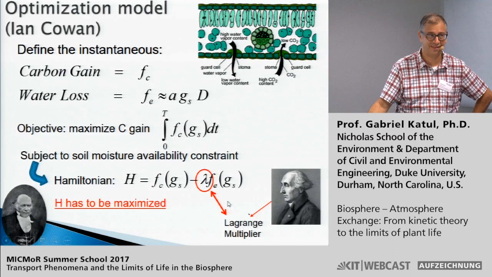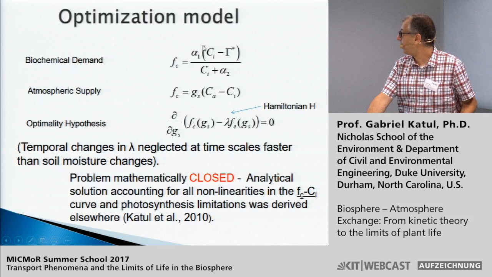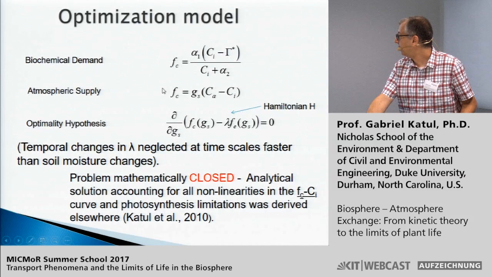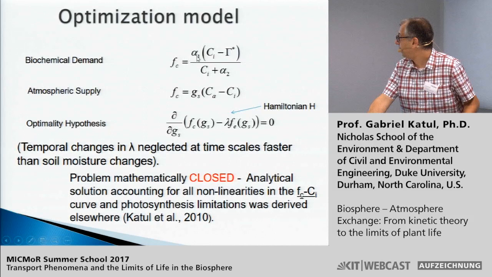So let's recap. We have one equation for the biochemical demand. We have another equation for the atmospheric supply. When we balance biochemical demand with atmospheric supply, so that's already a major assumption, meaning that every single CO2 molecule that enters the leaf actually goes into, its fate is basically to be consumed by photosynthesis. We have two equations and three unknowns.